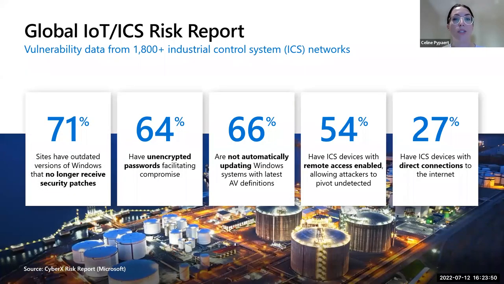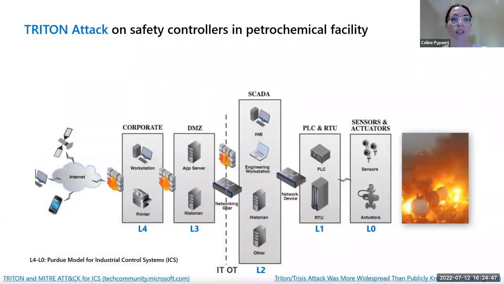This is a global IoT and industrial control system risk report. It came from vulnerability data from over 1,800 ICS networks. It came from CyberX, which was later acquired by Microsoft. CyberX saw that among those almost 2,000 ICS networks, almost three quarters of the sites had outdated versions of Windows that no longer receive security patches. 64% have unencrypted passwords, which goes without saying is quite bad. 66% were not automatically updating Windows with the latest antivirus definitions. More than half of the networks had ICS devices with remote access enabled. And just over a quarter had ICS devices with a direct connection to the internet. Again, this is quite a big difference compared to OT previously, which was less connected.